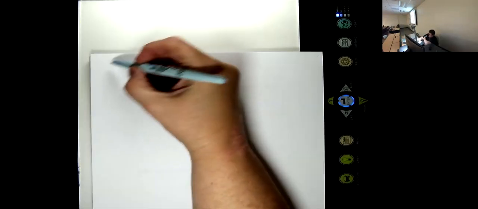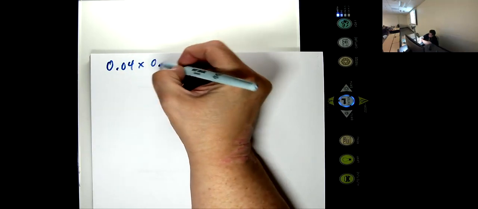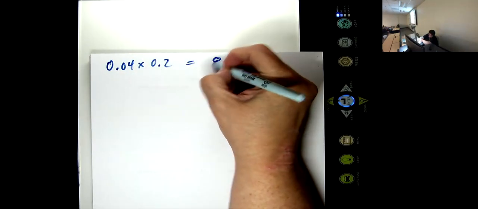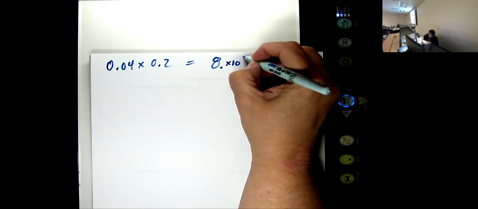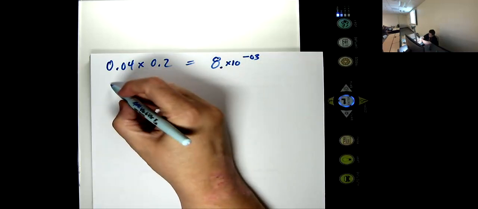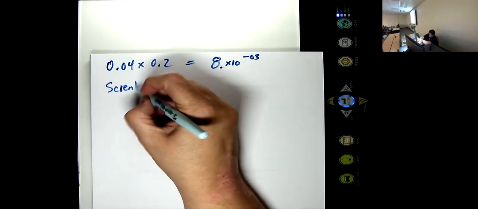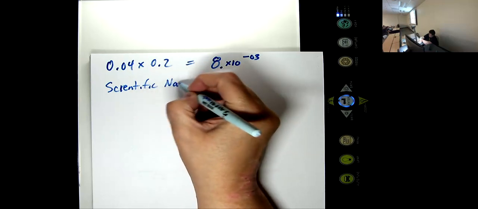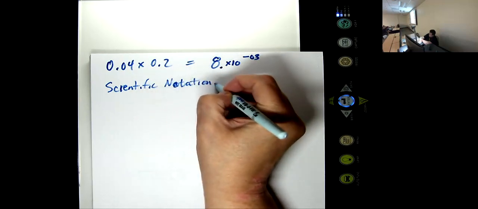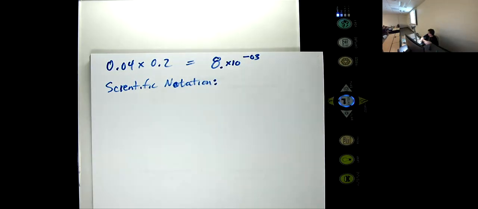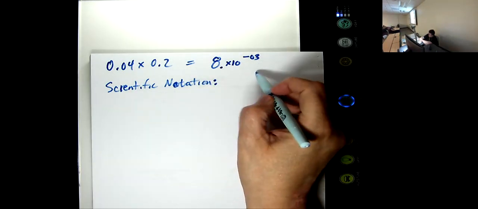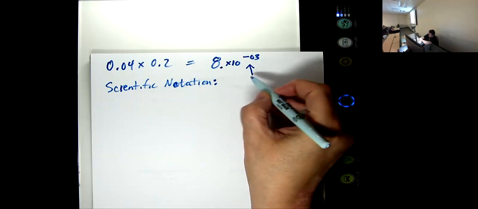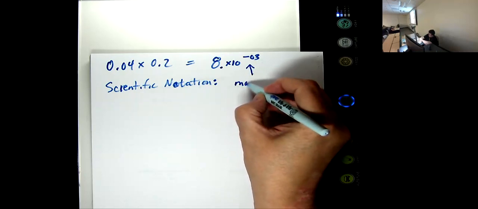So when I did it in a calculator, I got 8, and then there was a point like that, and then mine had a little tiny times 10, and then there was a negative 0.03. This is called scientific notation. We'll cover this more a little bit later, like when we get to chapter 5 stuff. But just for your information, whatever that exponent is, it means move the decimal point that many times.